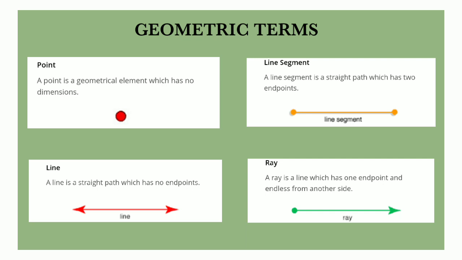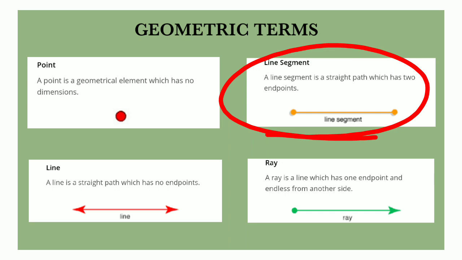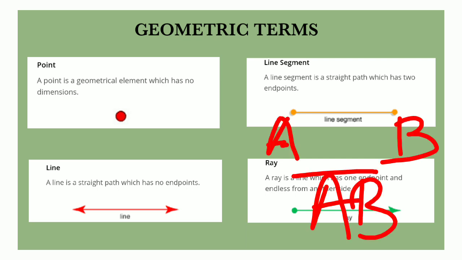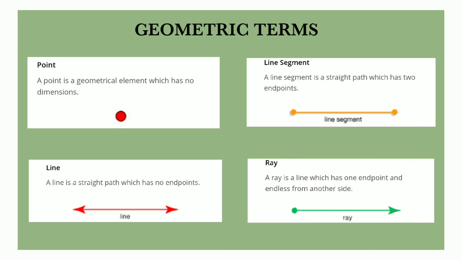So here we have an example of a line. The next one, line segment. What is meant by a line segment? A line segment is a straight path which has two end points. See the figure? We have two end points, right? One is A and one is B. So AB is the line segment. Okay, so it is denoted as AB bar. Then simply we can say that a portion of a line is called a line segment.